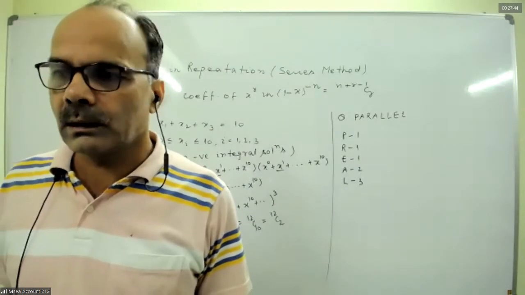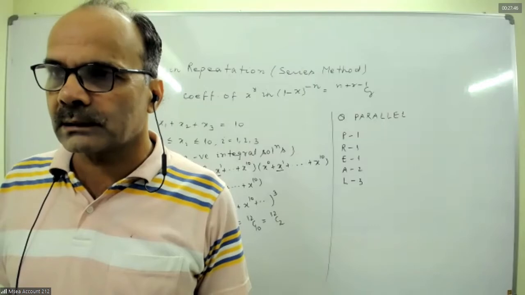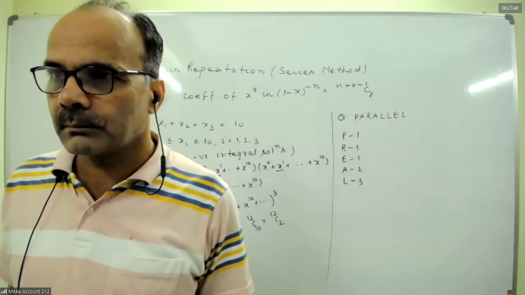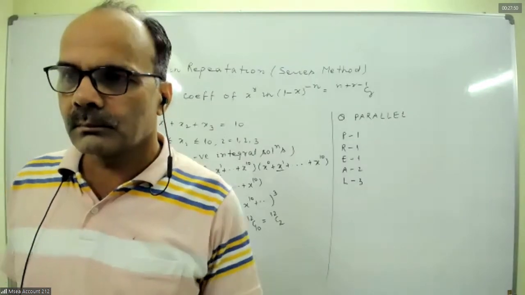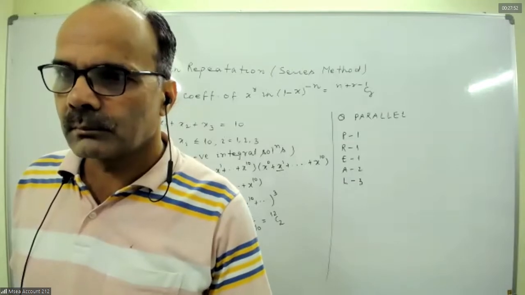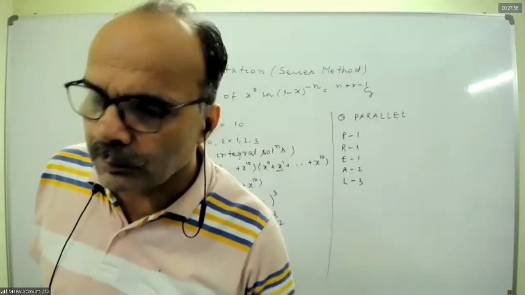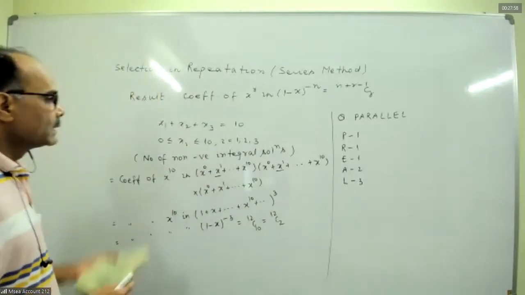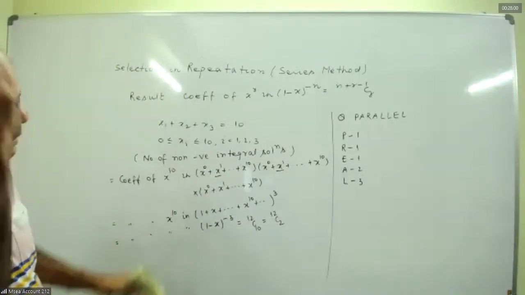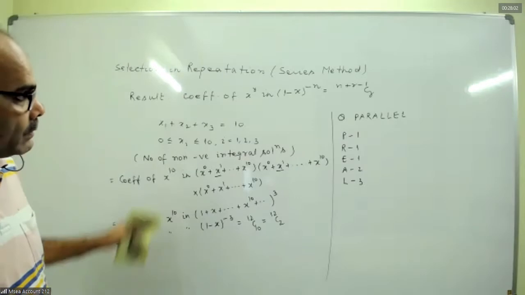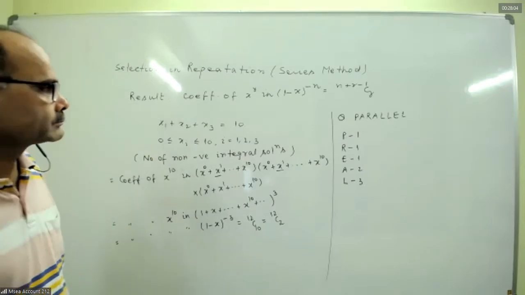Tell me how many alphabets we need to select at a time from this word. Sir, all at a time. Sorry, sir, 5 at a time. Five at a time. Shall I rub it? Sir, 1 minute, please.